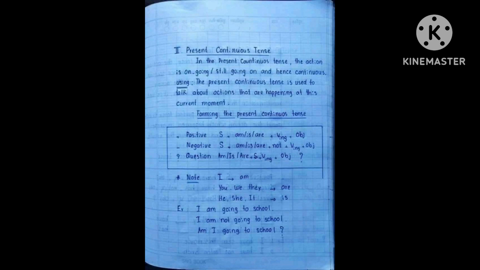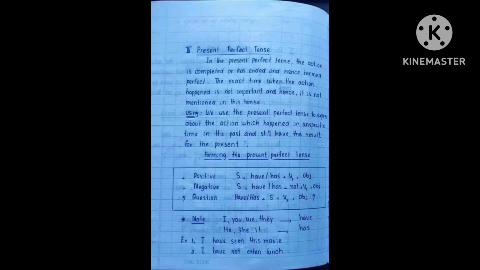So let's see. Remember that am goes always with I, and with you, we and they we use are. Is is used with he, she, it, that means singular subjects. The others are plural subjects: you, we, they are plural subjects, and I always goes only with am. For example, I'm going to school. I'm not going to school. Am I going? I think it's clear for you.